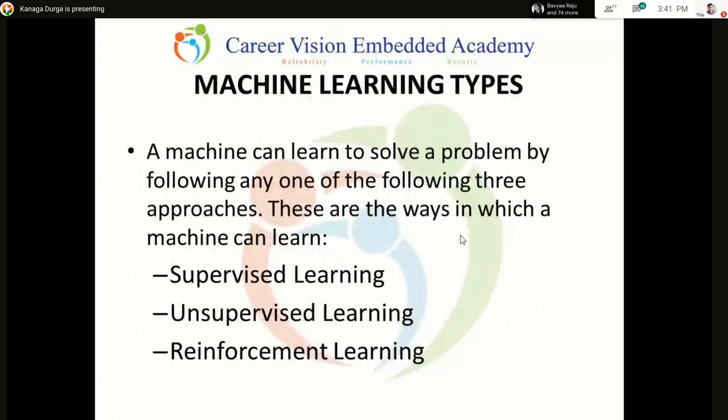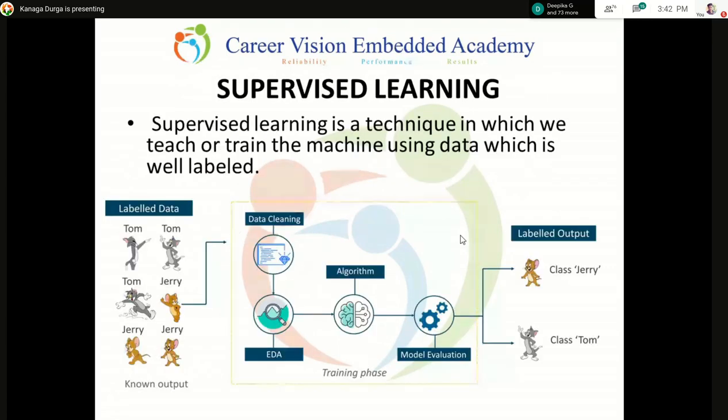We saw what machine learning is, how machines think, and the need for machine learning. Now let us see the types of machine learning. Generally, there are 3 types of machine learning: supervised, unsupervised, and reinforcement learning. Moving on to the first type, which is supervised learning.